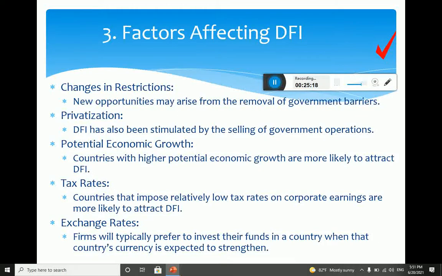If a country's currency is expected to strengthen, it's a sign of economic stability. So a country with economic stability attracts direct foreign investment. A country with an unstable currency and unstable economy cannot attract direct foreign investment. So as a result, there is less direct foreign investment. So these were the factors affecting direct foreign investment.